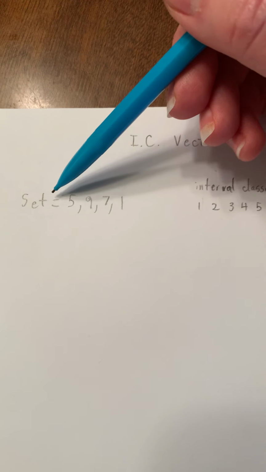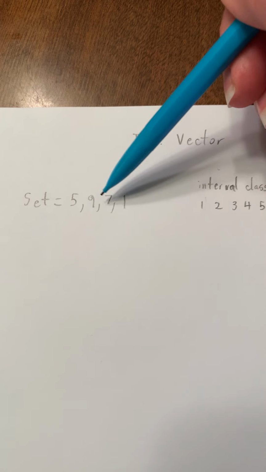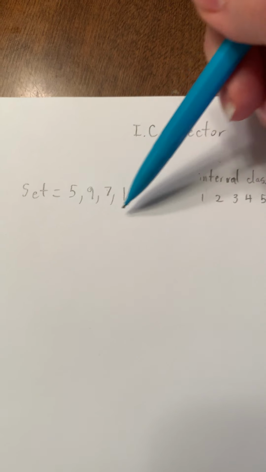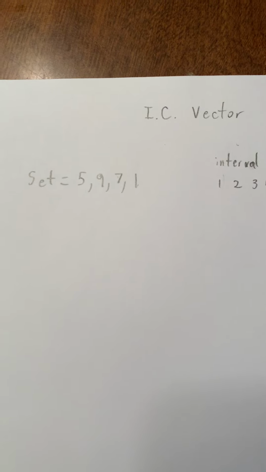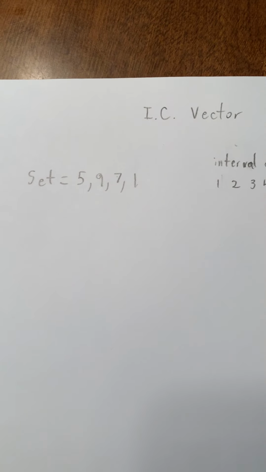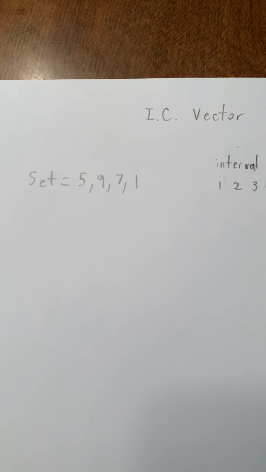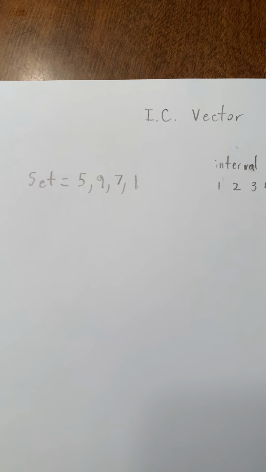So let's say our set is 5, 9, 7, 1. Notice I shuffled these numbers so they wouldn't be in order. It really doesn't matter. If you want to put them in numerical ascending order, that's fine, but you really don't have to do that for the interval class vector, because remember, interval classes are the shortest distance between all of the pitches. So it really doesn't matter how you organize the notes. These are, of course, pitch classes, so 5 would correspond to the note F and so on.